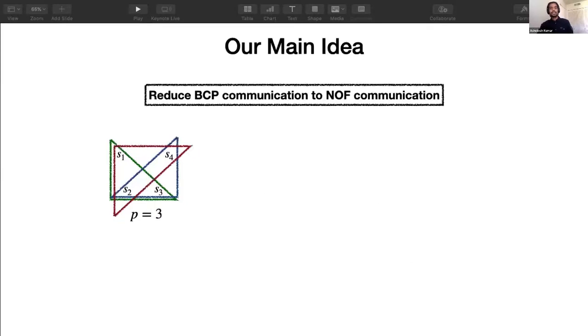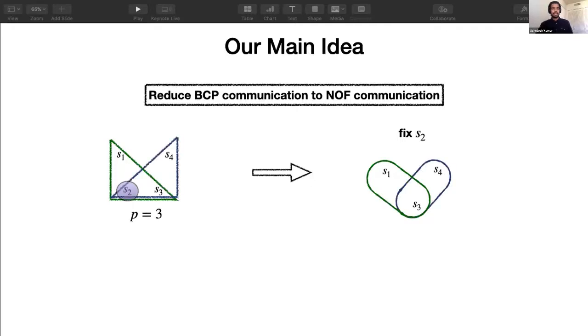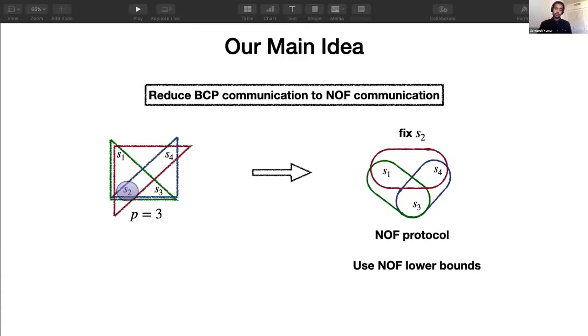So the main idea here is to, rather than reducing to NIH, reduce to NOF. So now, same example, just fix S2. I'll be left with 3 parties. And now this first triple can be simulated as a pair on the right. This triple can be simulated as a pair on the right. And this triple can be simulated as a pair on the right. And this is exactly a NOF protocol. And we know a good lower bound on the NOF protocol. So we get a good lower bound on the left side also.